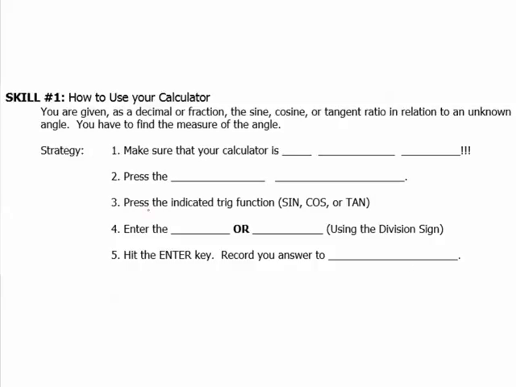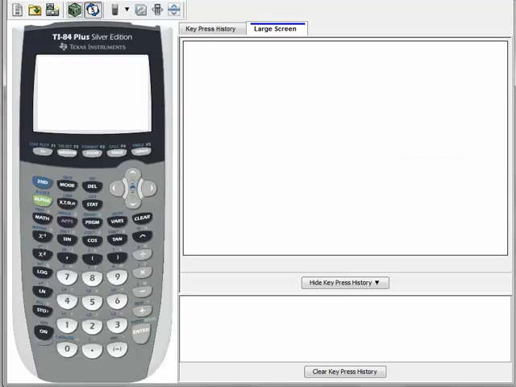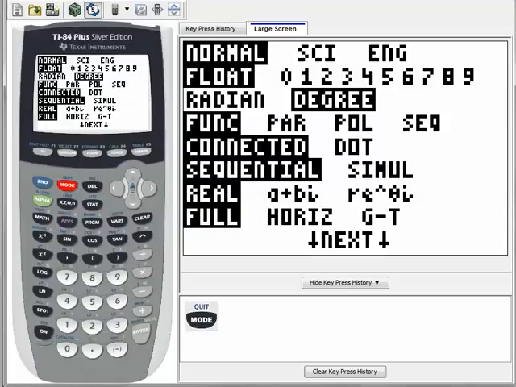Step one, when we do anything in the calculator with right triangle trig, is we have to make sure that our calculator is in degree mode. Now, how do I do this? If I look at my graphing calculator, there's a button that says mode. When I look, notice degree is in black with white letters. That means that this calculator is in degree mode and we are ready to go to the next step.